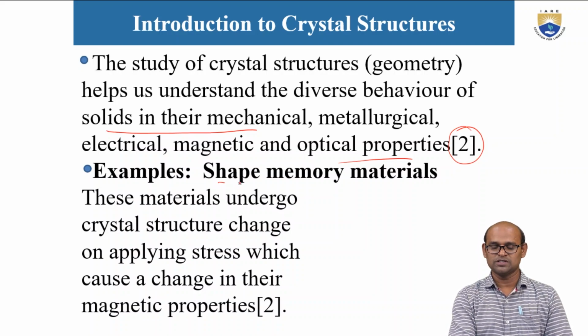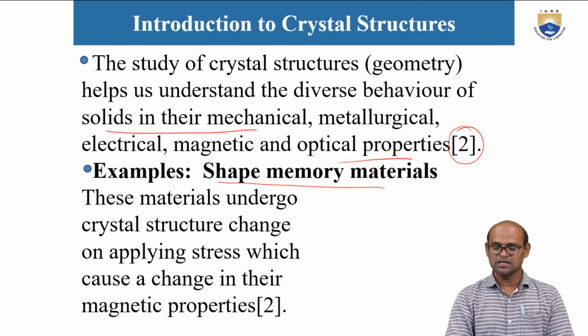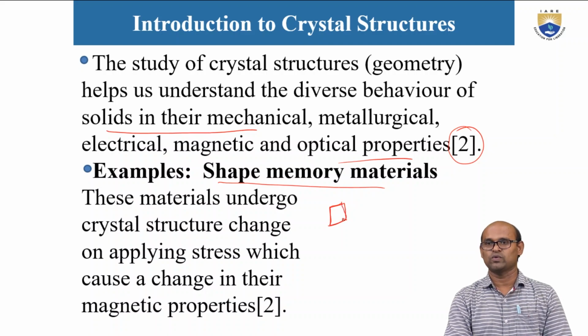One example is shape memory materials. These shape memory materials remember their shape; that is why they are called shape memory materials. For example, for simplicity, I am considering a two-dimensional material with a two-dimensional square unit cell. So I have a solid made up of square unit cells.